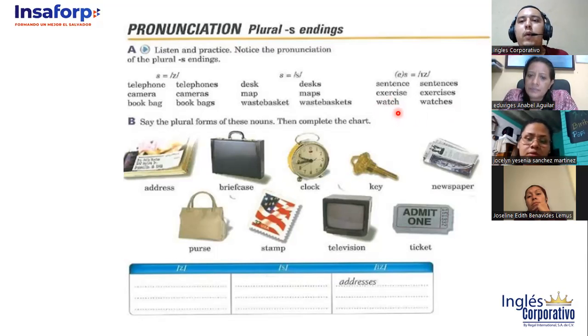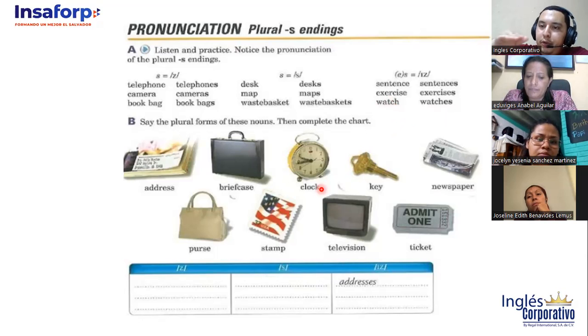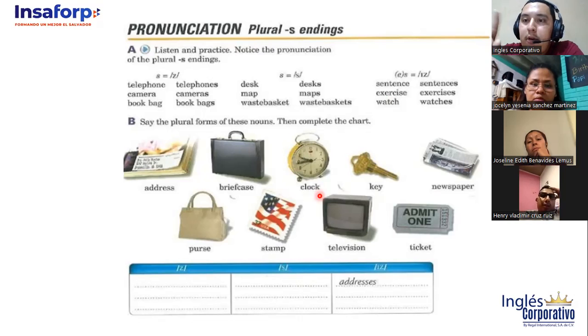Watches. In this case, watch. This watch is the one that you wear here. But the plural is going to be watches. And the one that you have on your wall, or maybe that you have over your table, like this one that we have here, that one is going to be a clock. Never going to mention that this one is going to be a watch.